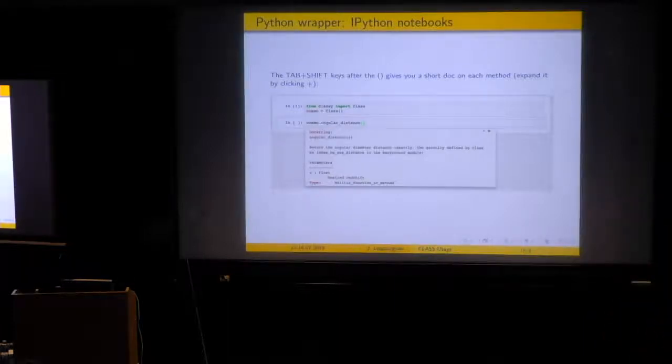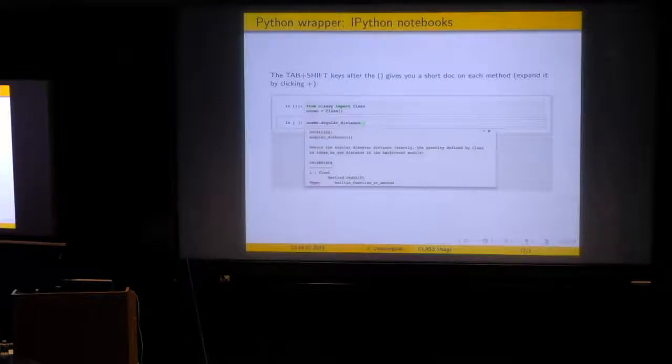And then after you have completed the name of the function, maybe you forgot what the arguments are. When you start completing this function, you write angular underscore d and tab, and it completes the rest and puts empty parentheses. And if after these empty parentheses you press shift tab, you get a short documentation of this function.